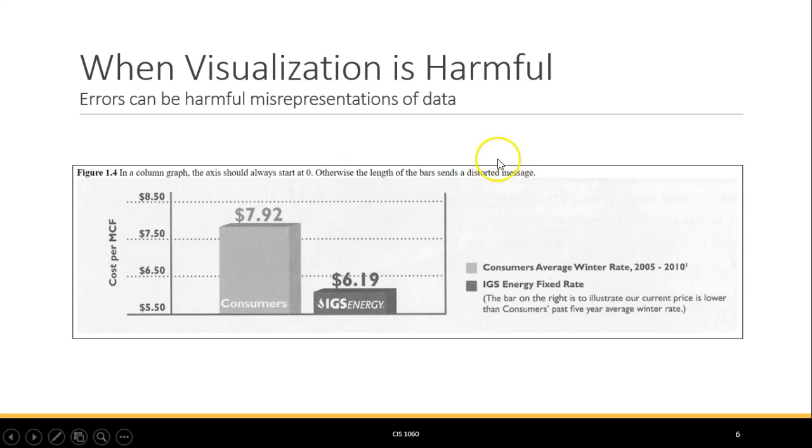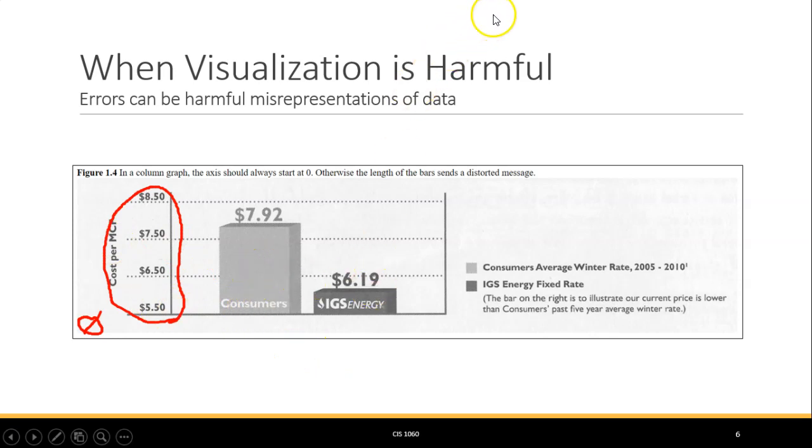Why is this harmful? Well, one of the things to point out here is that the data is correct, right? We have data here that says that consumers normally pay $7.92, roughly about right here, for their energy per month. Using IGS energy, however, they can reduce it down to $6.19. Now, the reason why this is harmful is because a lot of times when people look at a scale on the left-hand side, they usually assume it starts at 0.